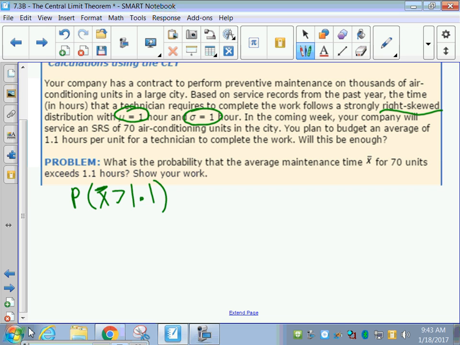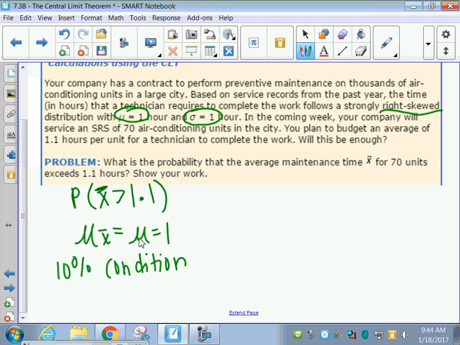So the mean should be pretty easy. So Tyler, what will the mean of all the little x bars in our sample be? Yep, the same as the true mean. Is equal to the true mean, which is equal to 1. Okay? And then we've got our standard deviation. But before we do our standard deviation, Jet, what do we have to check? Yeah, the 10% condition to see if it's met, right? 10% condition. So let's see, we've got 70 units.